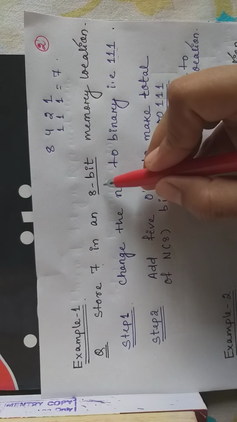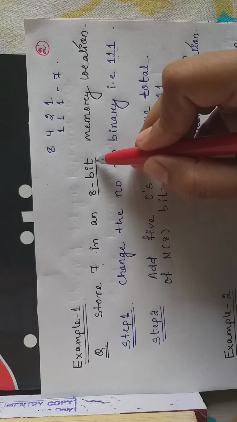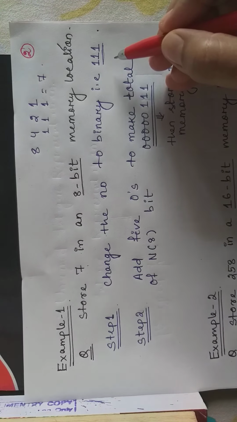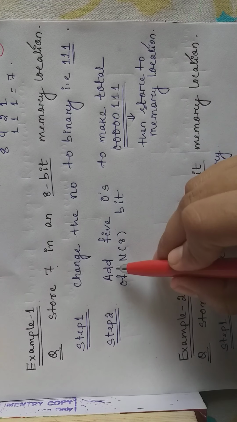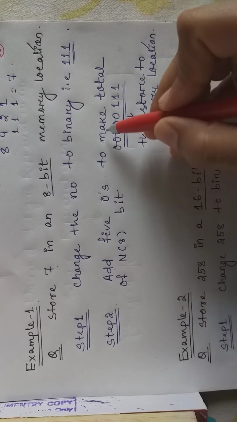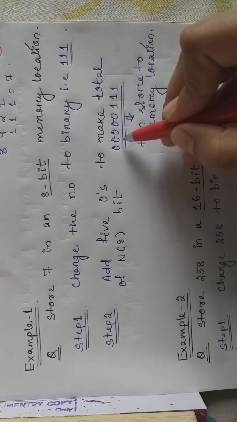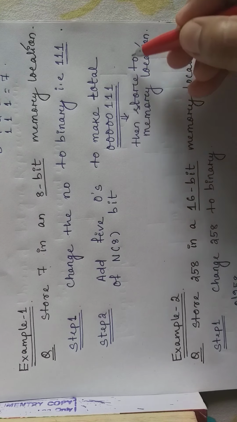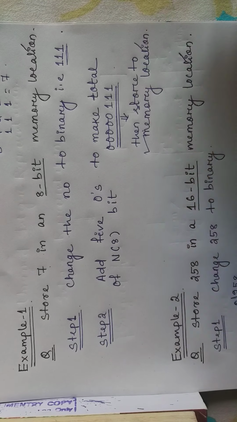But here we require an 8-bit memory location. Here this is 3-bit, that means we add 5 zeros. Add 5 zeros to make a total of 8 bits, that means 5 zeros and 111. Now it is 8-bit, then store it to the memory location.